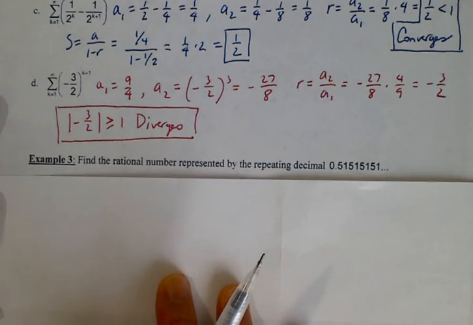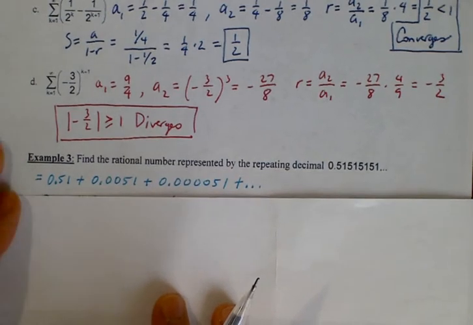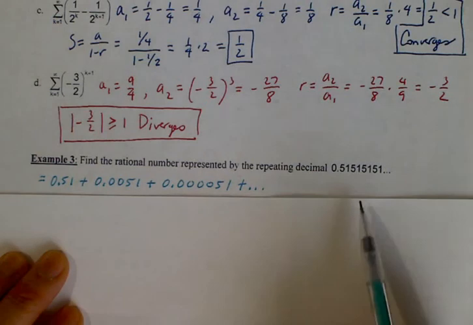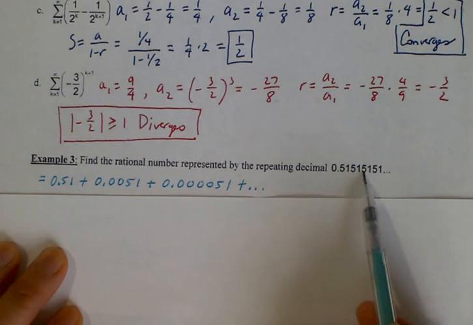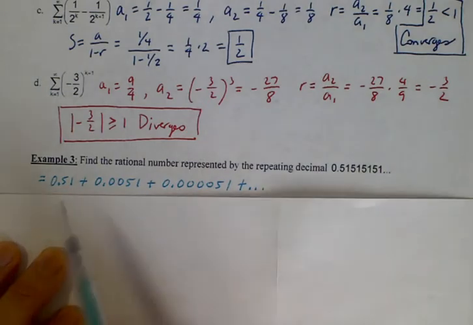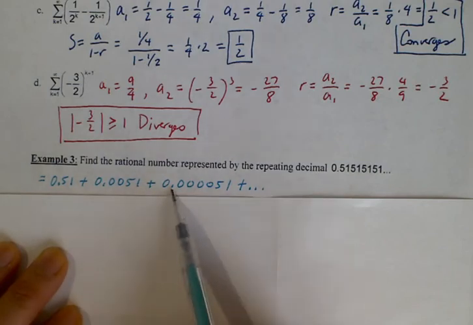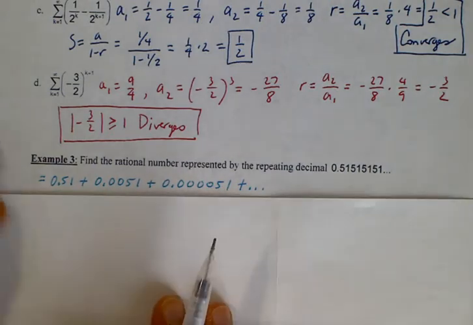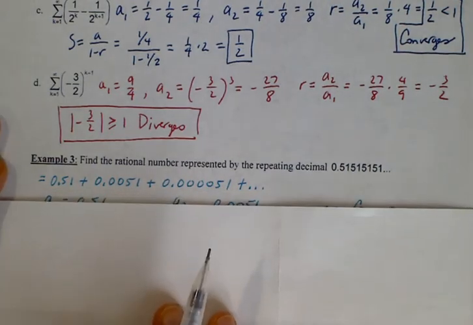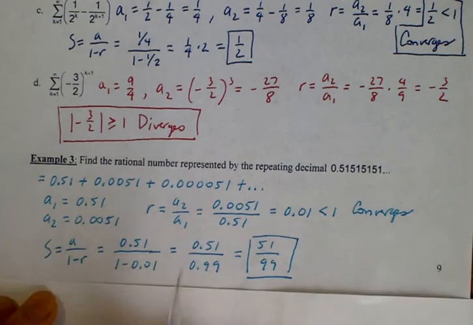If you think of repeated decimals, you can find the rational number that is represented by the repeated decimal. The way that you'll do this problem is to think of this as an infinite geometric sum. So I can rewrite 0.515151 repeating as 0.51 plus 0.0051 plus 0.000051, and then I could continue on with that.